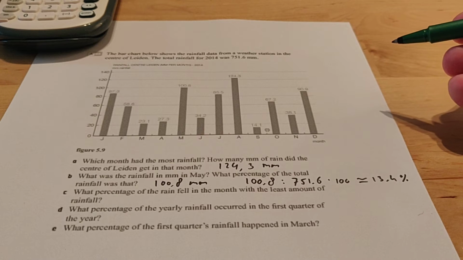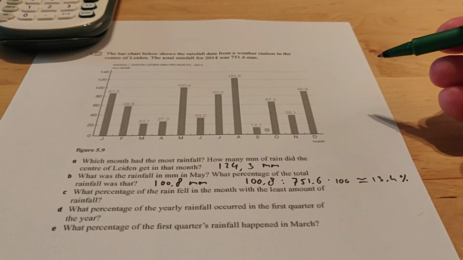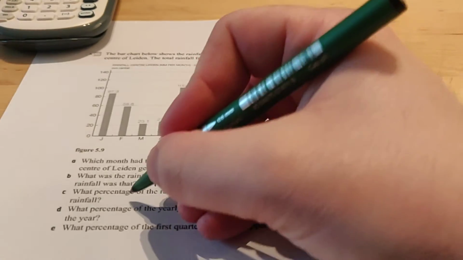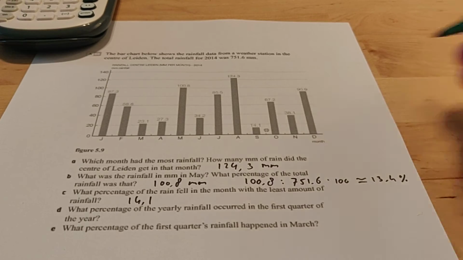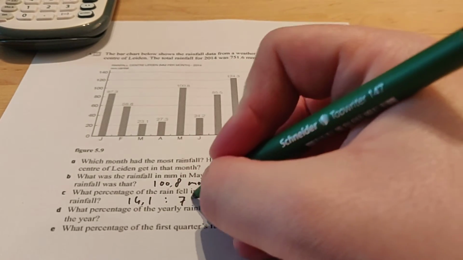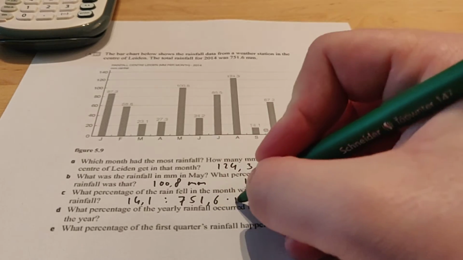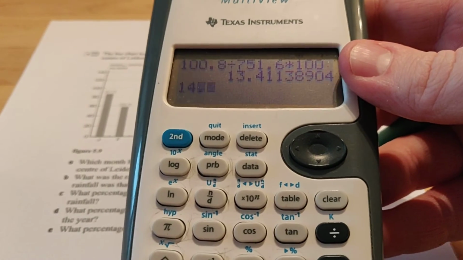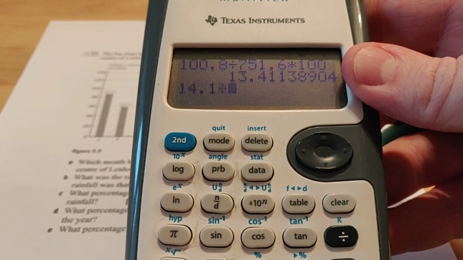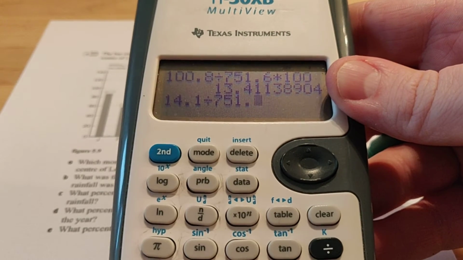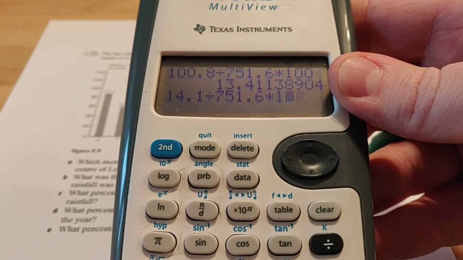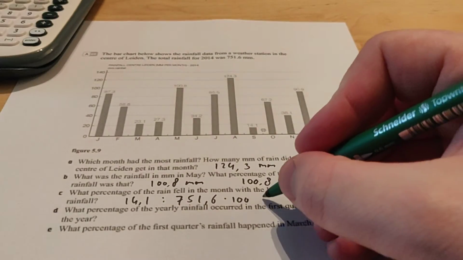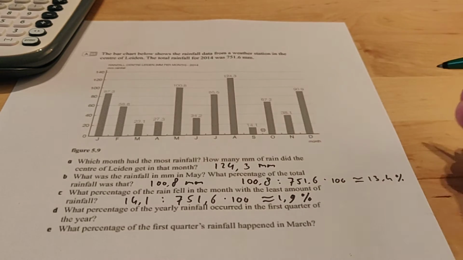Exercise C. What percentage of the rain fell in the month with the least amount of rainfall? Well, the least amount of rainfall was here. This is September. It was only 14.1. Now the question is, what percentage of the total is that? So you have to do 14.1 divided by 751.6 and then times 100. So if we type that into the calculator, we have a percentage of 1.9% rounded off. So it isn't a whole lot.